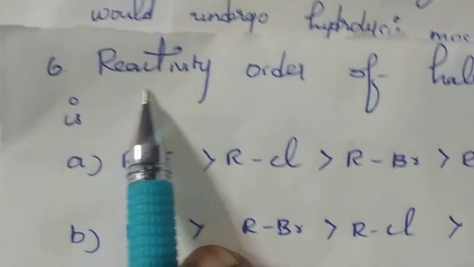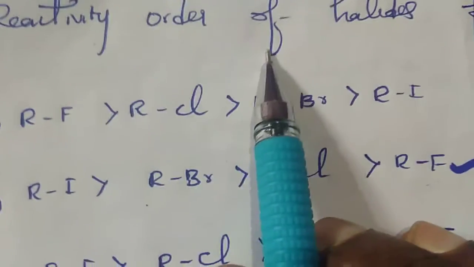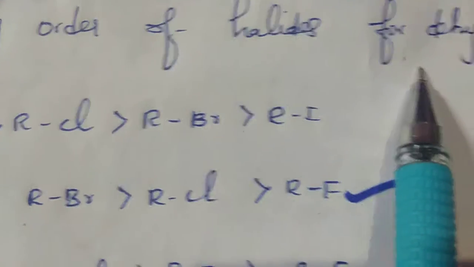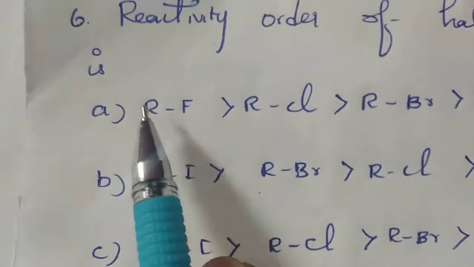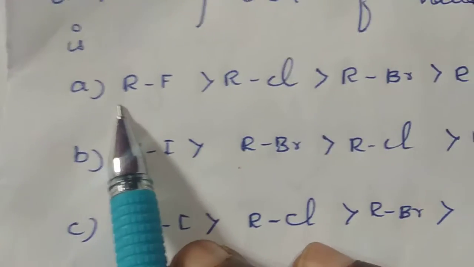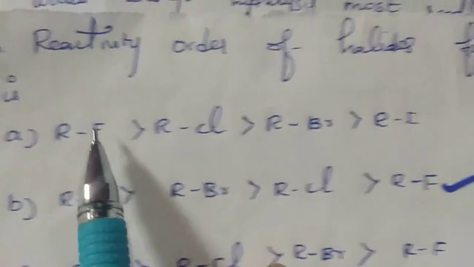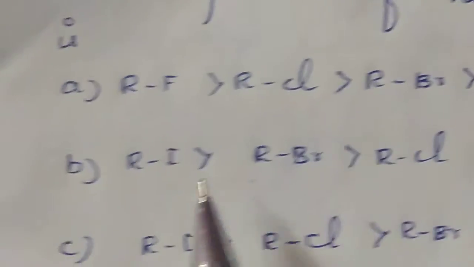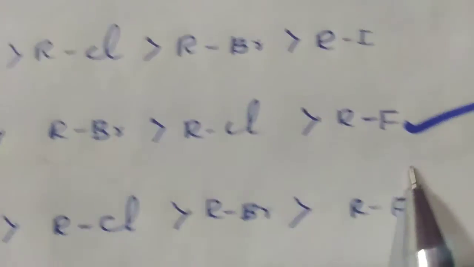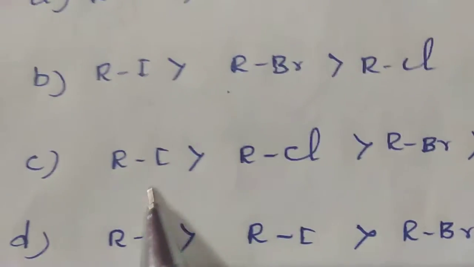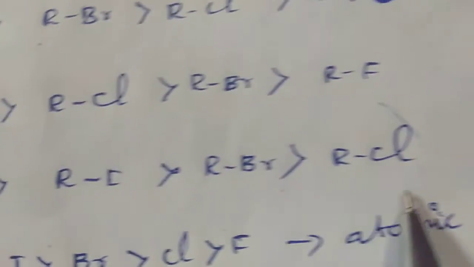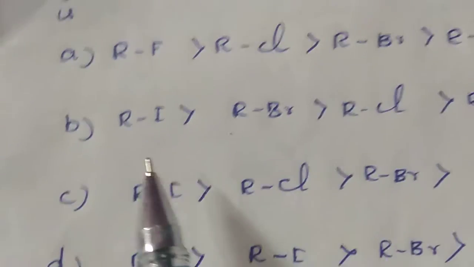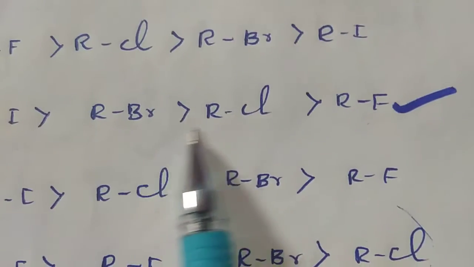The next one is: reactivity order of halides for dehydrohalogenation is, the four options are given. This is the A option, this is the B option, this is the C option, this is the D option. The answer is B option.